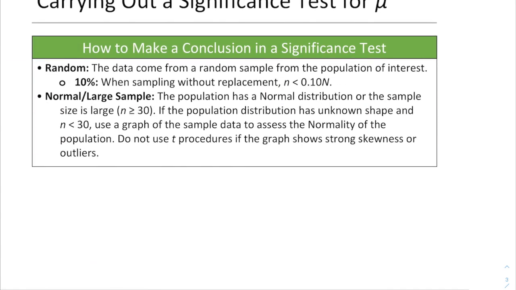All right, so when you're carrying out your significance test, remember your conditions. You have that the data must be a random sample. You have your 10% condition, that your sample is less than 10% of your population. And then for your large sample for means, we're looking at whether the population distribution is normal or if our sample size is greater than or equal to 30. If neither one of those is correct or known, then the last thing you can do is provide a graph of the sample data and see if it's normal.